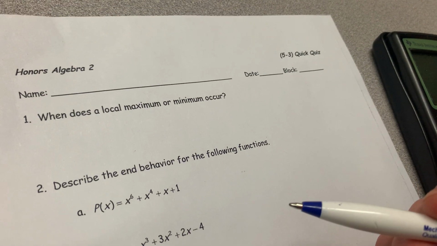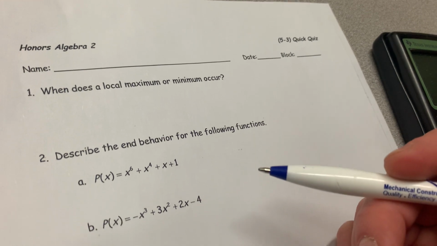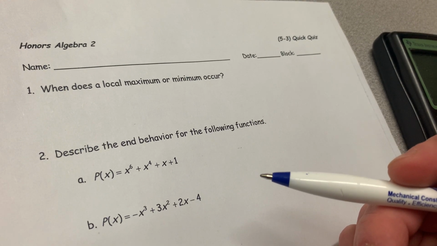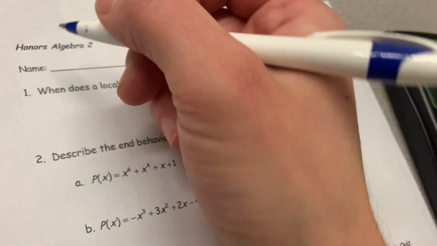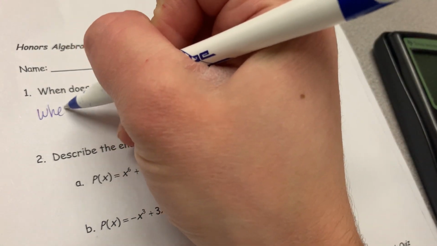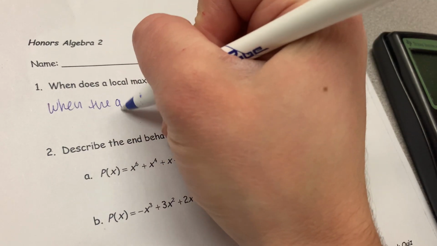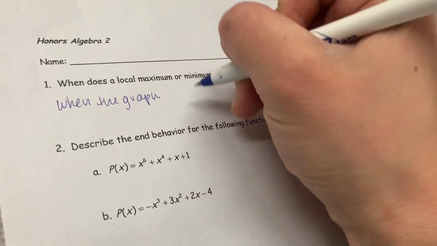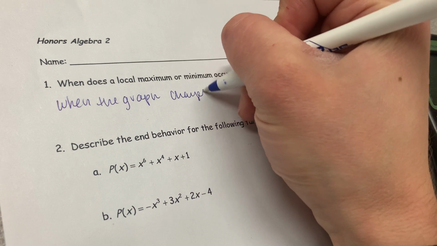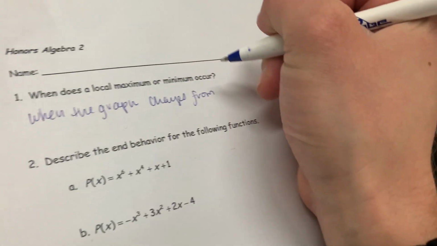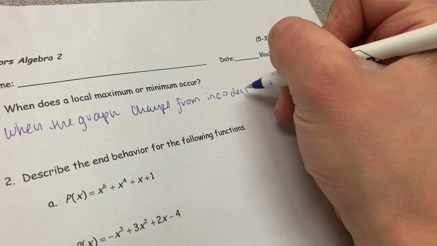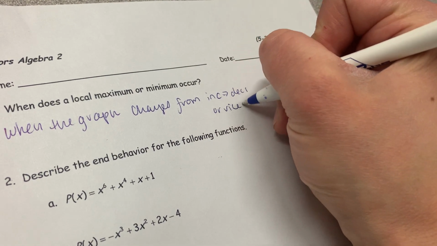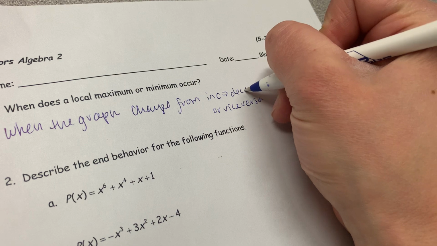It says, what does a local maximum or minimum occur, or when does it occur? Okay, it occurs when the graph changes from increasing to decreasing, or vice versa.